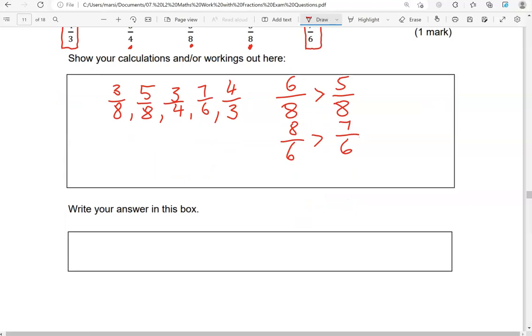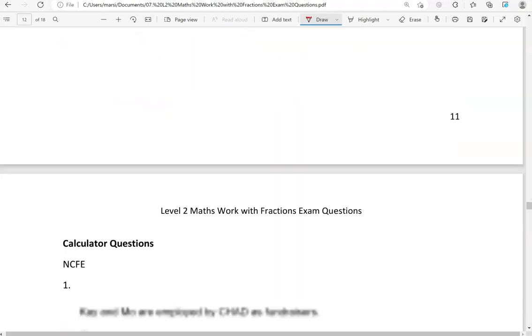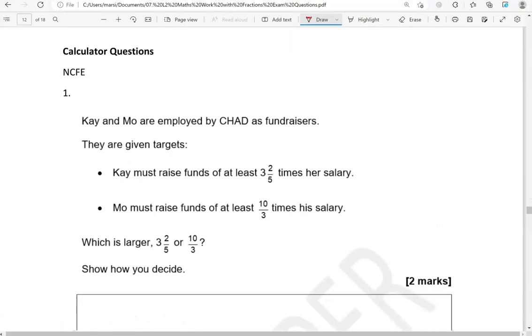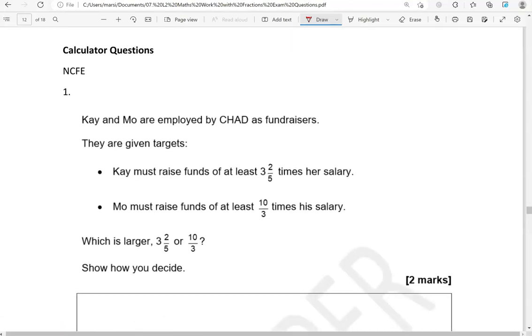So I'm going to write the answer here again. So we've got 3/8, 5/8, 3/4, 7/6, and 4/3. From now on we can use a calculator.